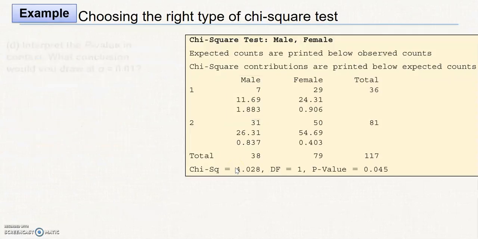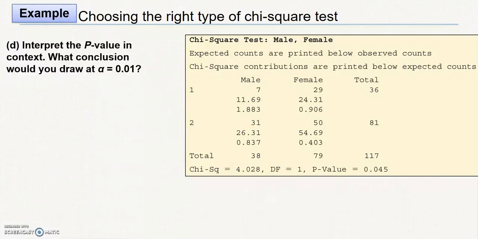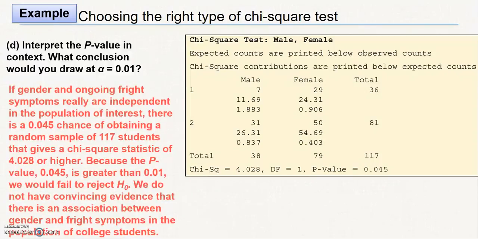Okay. Part D. Interpret the p-value in context. What conclusion would you draw at a 0.01 alpha? Pause. Okay, so notice that our p-value here is 0.045. If you didn't find that, that's where you find it right here.